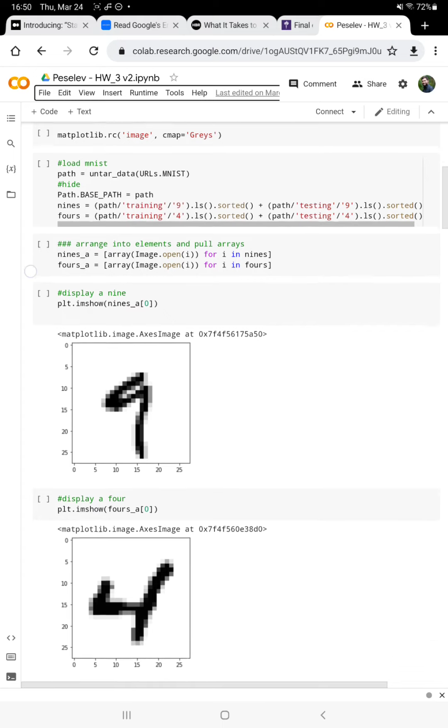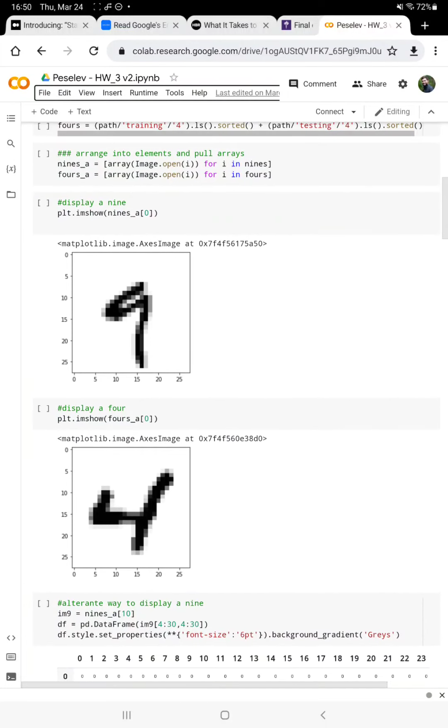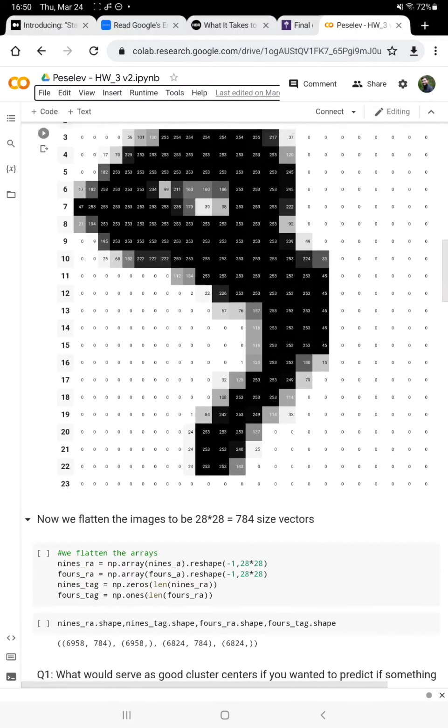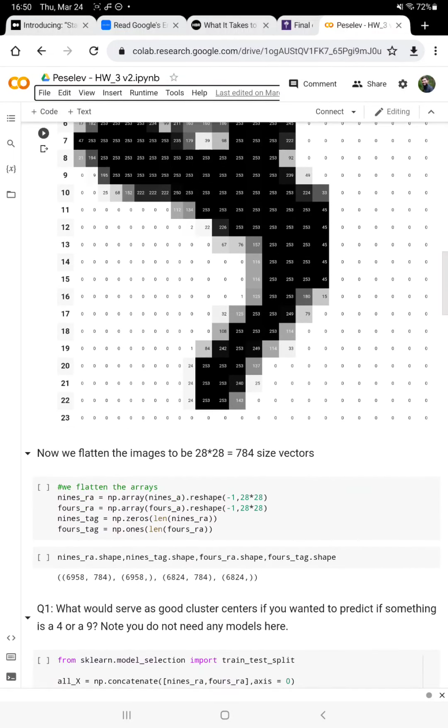Okay, how can I scroll it? Okay, so for example, if you take 9a with the element 0, you'll see a particular 9. Same, if you take an element from array 4a, you will see the 4. Okay, so what does he do next? That's an alternative way to show it, so you can see that it's shades of gray.